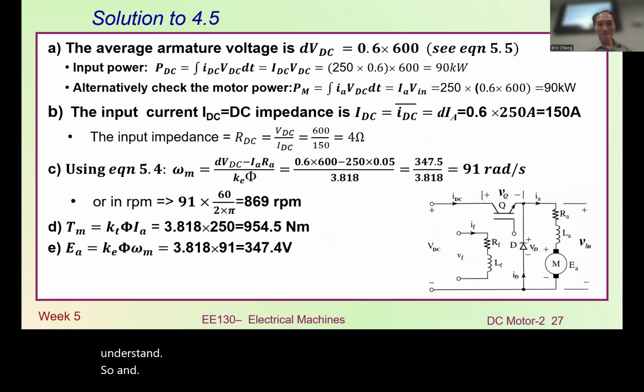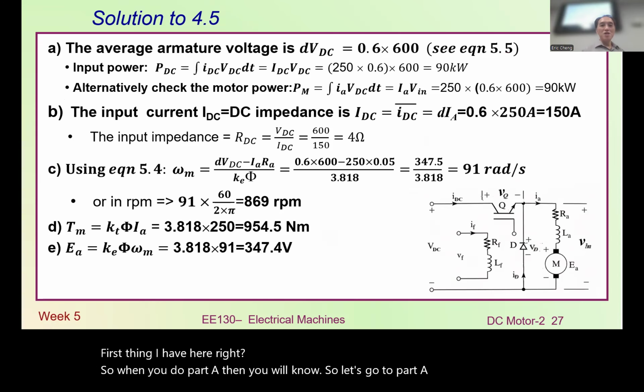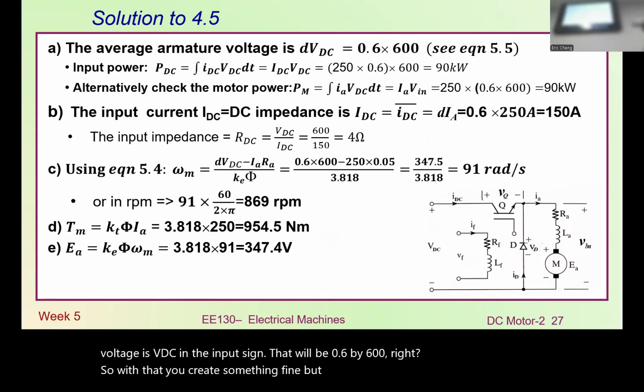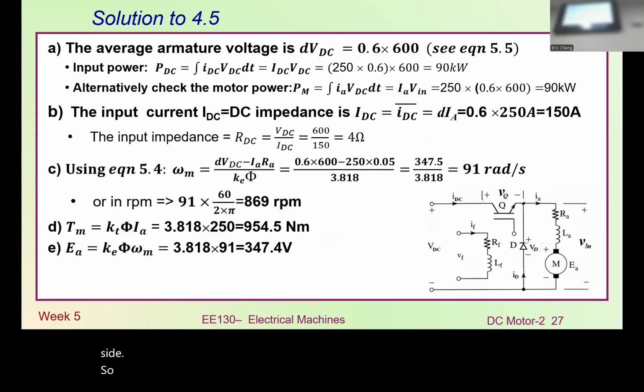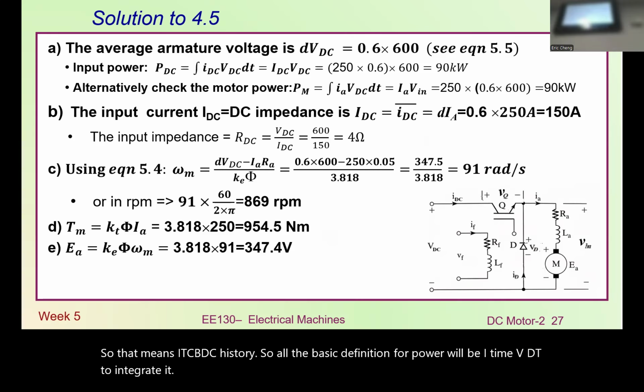I have it here, right? So when you do part A, then you will know. So let's go to part A first. The average voltage is equal to VDC on the input side. That will be 0.6 pi 600, right? So that is equation 5. However, for DC power from the input side, we first use the basic equation to do the calculation. That means IDC, VDC integrate. The basic definition for power is I times V dt, integrated. And then let's see how the integral should look.